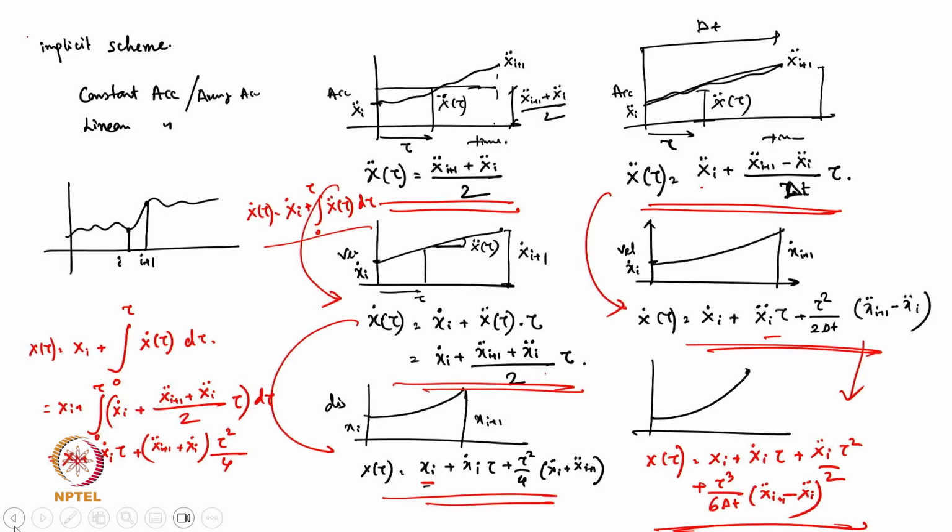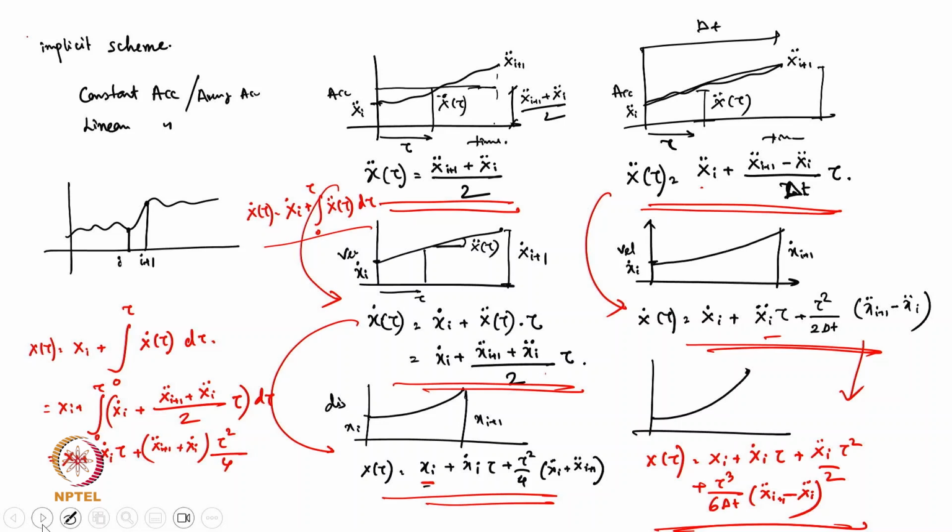Mx double dot plus cx dot plus kx, that will be minus ug double dot. Okay, now let's first see one time how the formulas look. There is one very interesting point we need to notice here. Maybe I will try to rewrite that form.